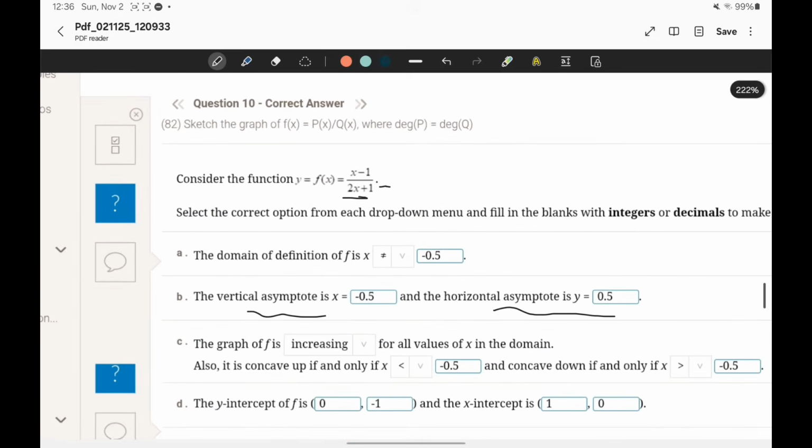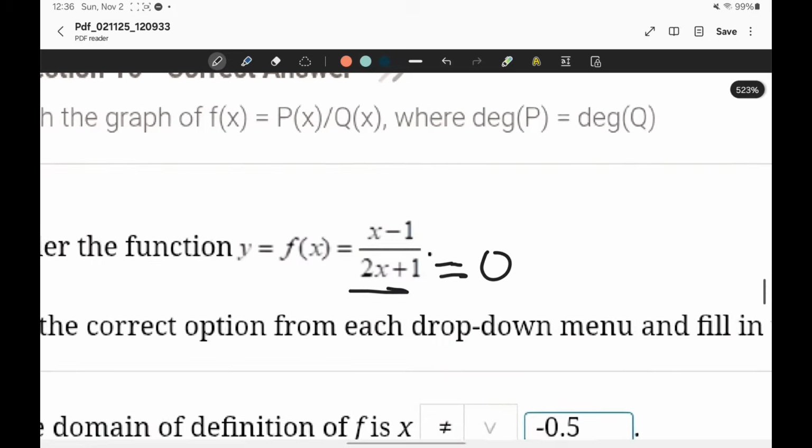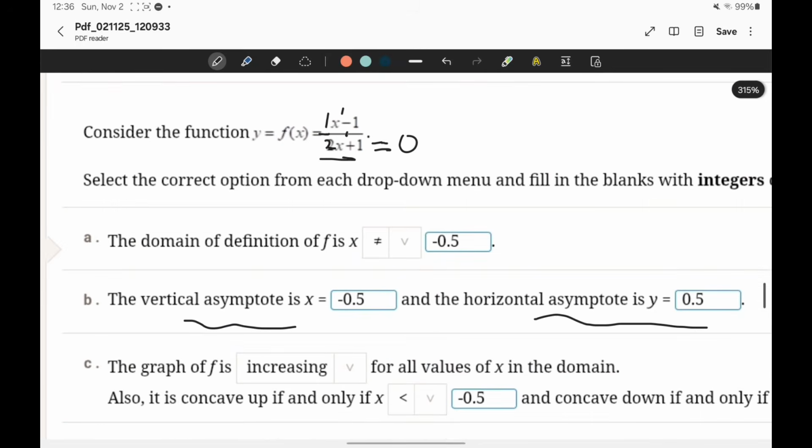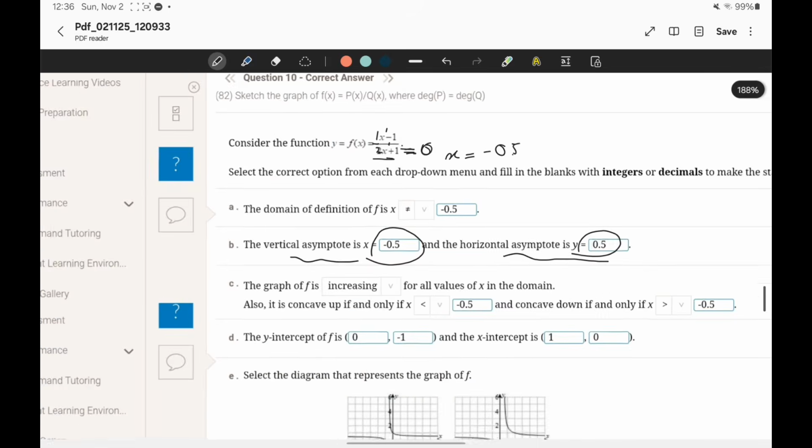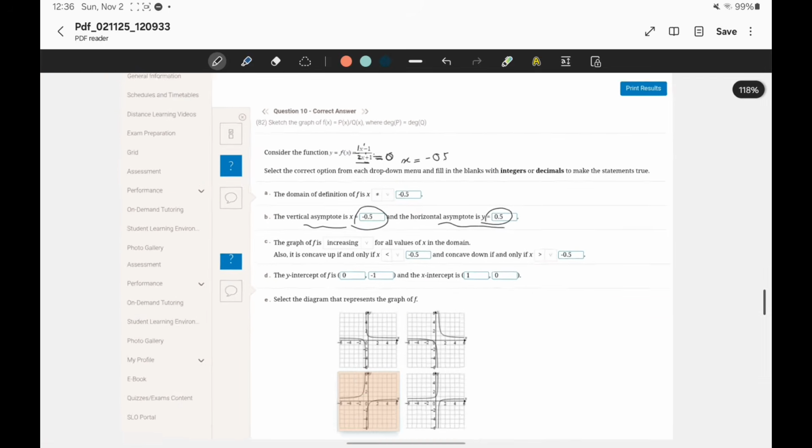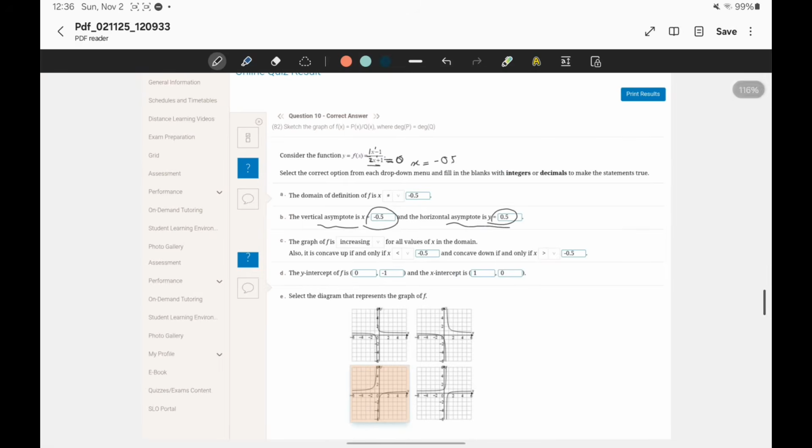Vertical asymptote is the bottom, you equate it to 0. Horizontal asymptote, you look at the powers. Here the powers are equal, so you do 1 over 2, since 1 and 1. So 1 over 2, and for the vertical asymptote, after you equate this to 0, you get x is minus 0.5. This is all stuff that we know. Just practice it, because these questions are kind of long, but you need to get used to them.